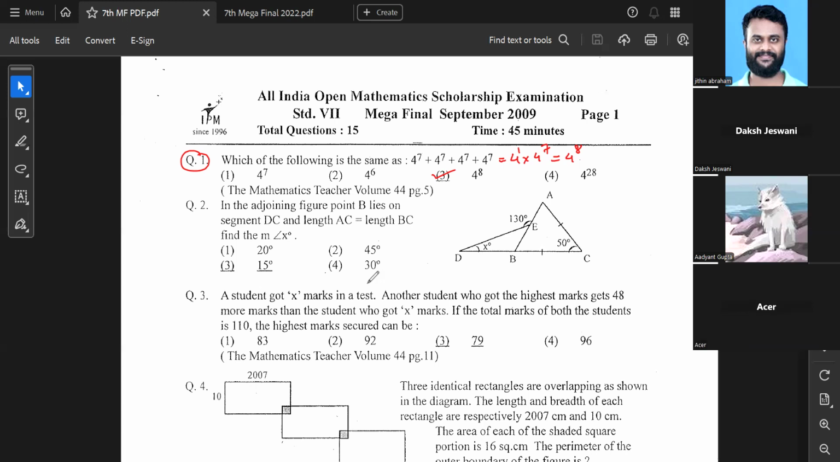So can you explain again? Sure. This is 4 raised to 7 added 4 times, which means it's basically 4 times 4 raised to 7. 4 is nothing but 4 raised to 1. 4 raised to 1 times 4 raised to 7, 1 plus 7, you'll get 8. 4 raised to 8. Clear?